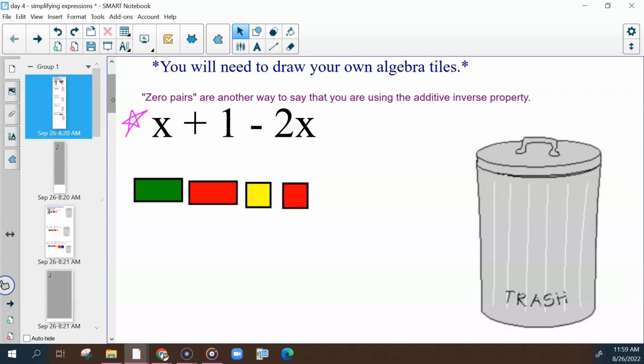How would I draw this out? Now, instead of doing the red and green or the yellow and red, they're just red. So they're still x's and 1's, but now they're actually negative. How would we represent x? One of the greens. And this is really 1x. The 1's just not there. How would I represent the 1? Just one yellow. And then negative 2x.